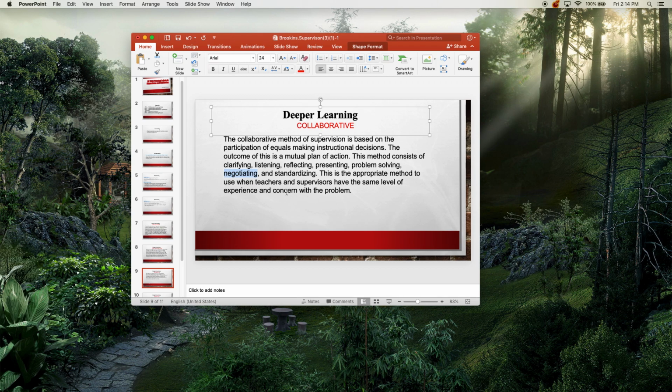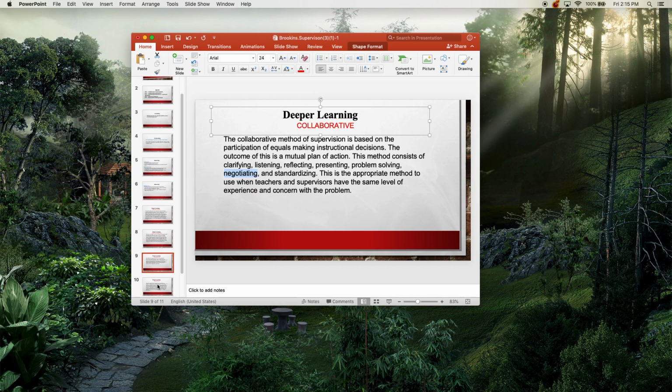This method is appropriate when teachers and supervisors pretty much have the same level of experience, but I would say it's not saying that Brookings has 21 years of administrative experience, so the teacher needs to have 21 years of experience. It's not saying that, but it's experience with being at this collaborative level more so than actual numerical years, and a concern with the problem. What are we trying to accomplish? What is the ultimate goal?